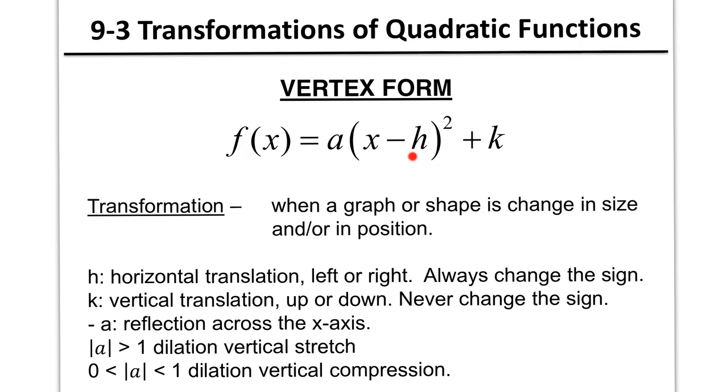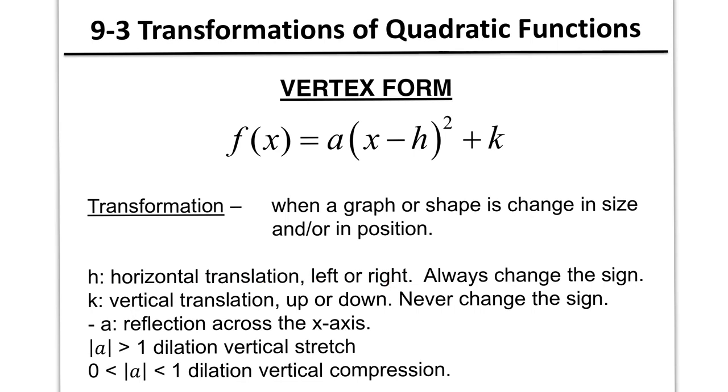The vertex form is f of x equals a times the quantity x minus h, squared, plus k. H is going to be a number, k is going to be a number, a is going to be a number. H, the one inside, tells you how many units you are going to translate horizontally. Now, translation is when you move. You go from left to right, from right to left. So the only direction you move is horizontally. And you can move 1 unit to the left, 3 units to the right, a half unit to the right. So that is your horizontal translation, from left to right.